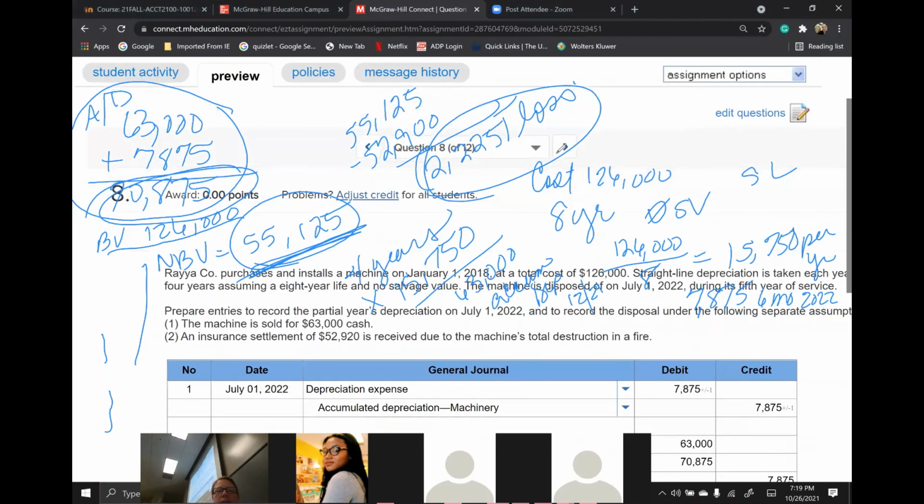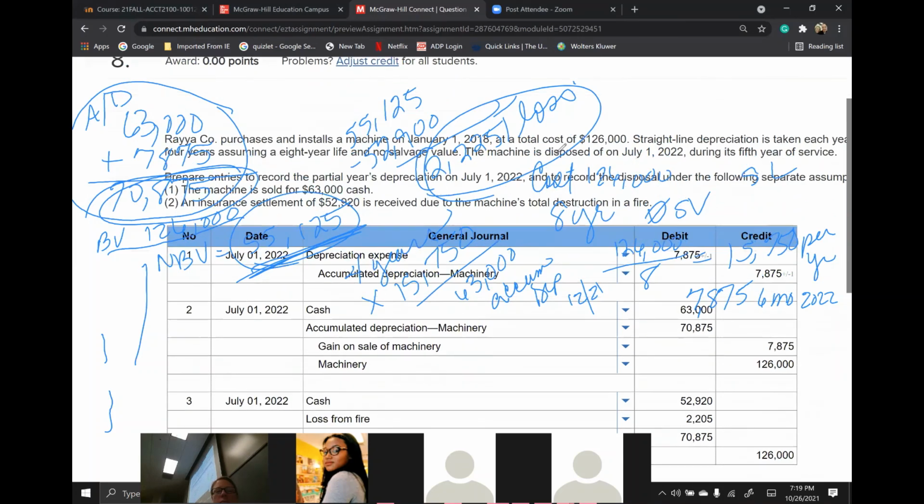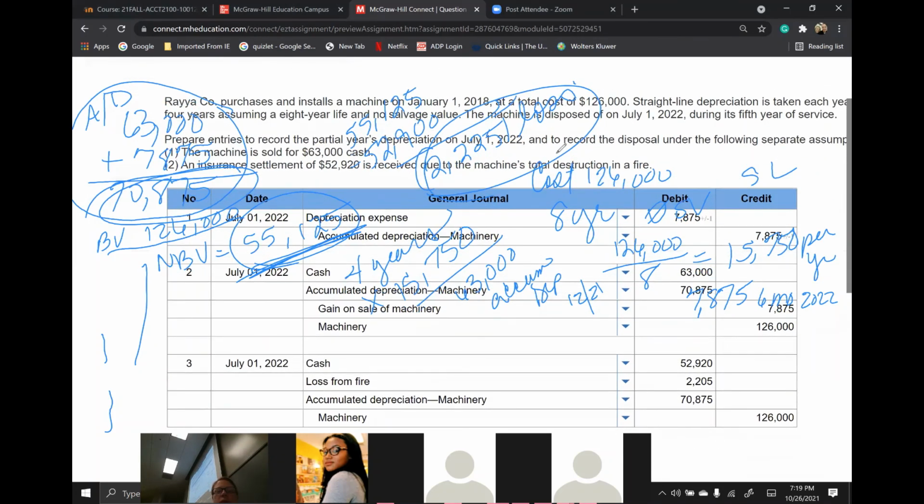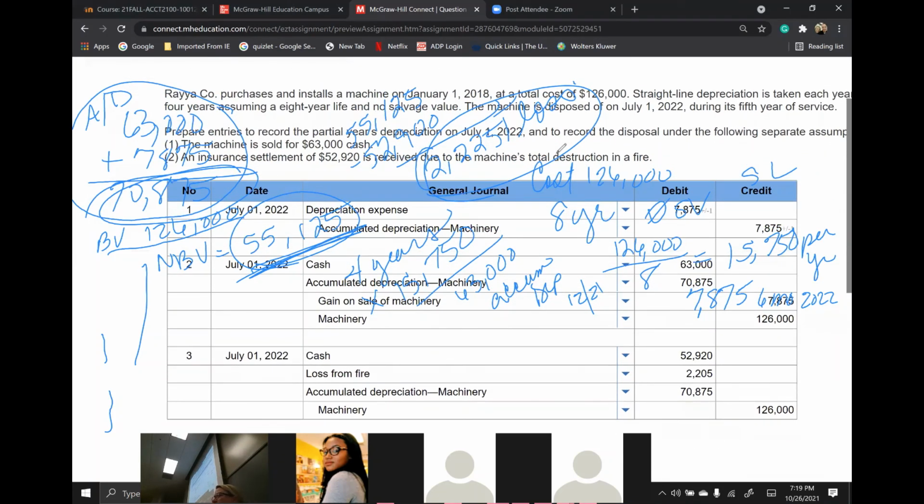All right, so let's look at the entry. There's my cash coming in for $52,920. So always put what you know, okay, the easy stuff. You know you got cash coming in, you know the amount, debit cash for $52,920.